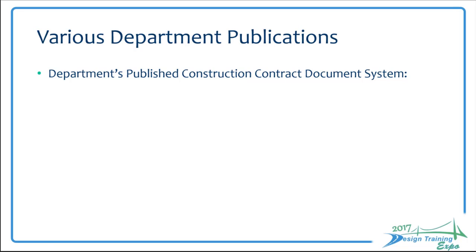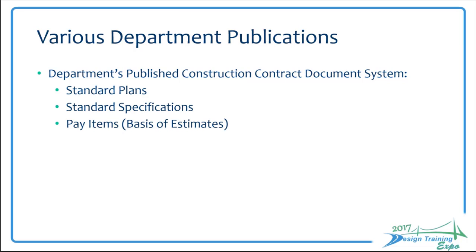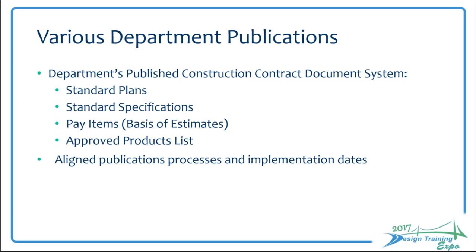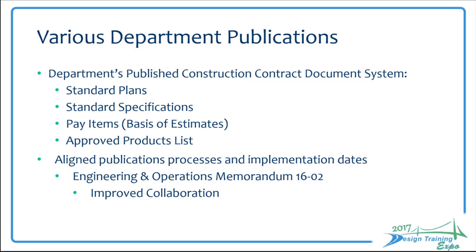So let's take a look at the various department publications we have. The department publishes a construction contract document system that includes the standard plans, the standard specifications, the pay items or basis of estimates manual, and also the approved products list. We went through an effort recently to align the processes and implementation dates for all of these construction contract documents and other documents as well in the department. If you want to look back at that, you can look at Engineering and Operations Memorandum 16-02. The thought behind that was to improve the collaboration between our various offices in the department and also to provide better coordinated products for our customers.